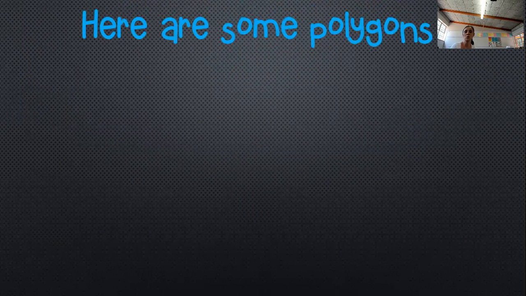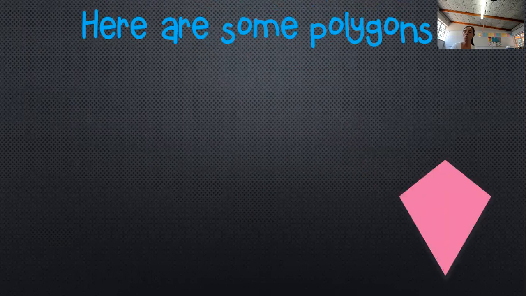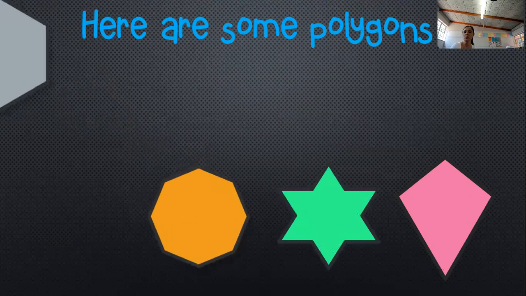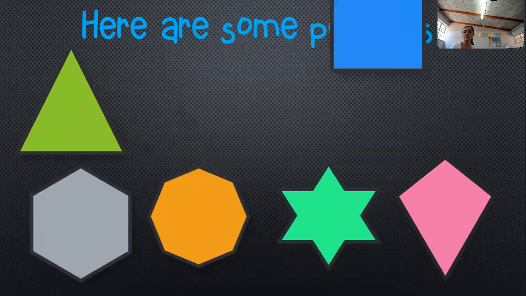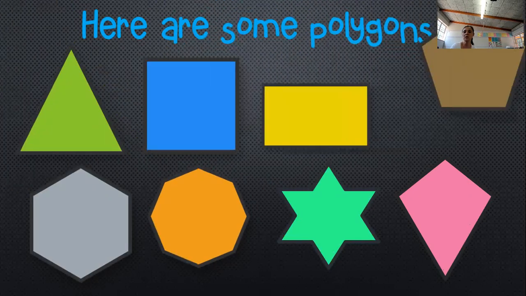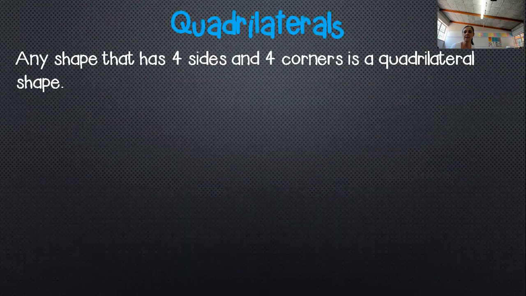So here are some of the polygons that you already know, and I want you to notice how all of the straight lines are closed at a point. So you can see every single one is closed and none of the shapes have anything inside.